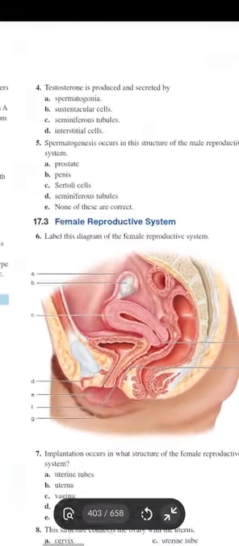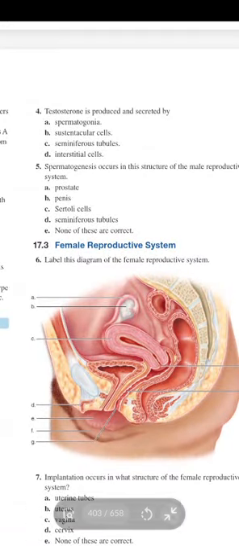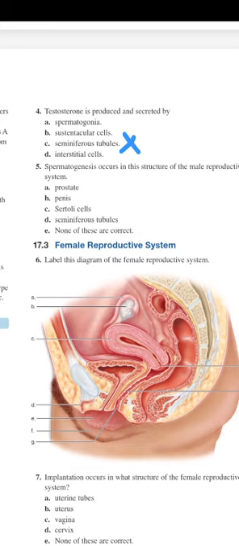So coming to question number 4, testosterone is produced and secreted by what? So it's secretion, not the sperm, okay? Seminiferous tubules are for the sperm, but they're asking about the testosterone. It is secreted by cells called the interstitial cells.